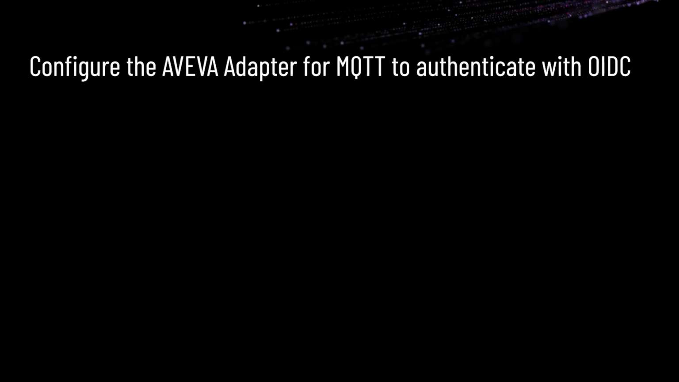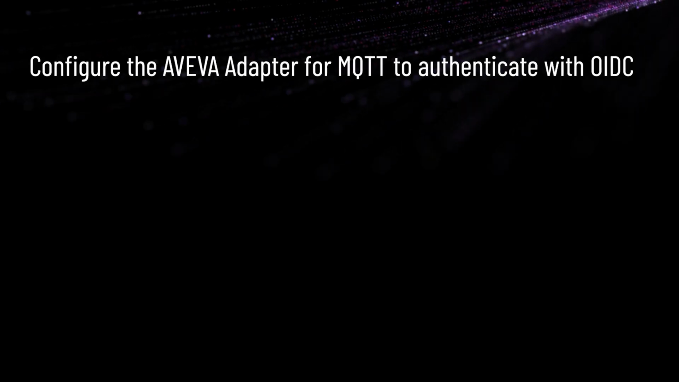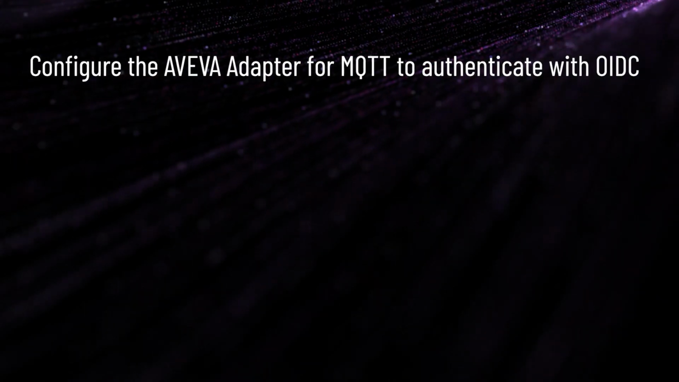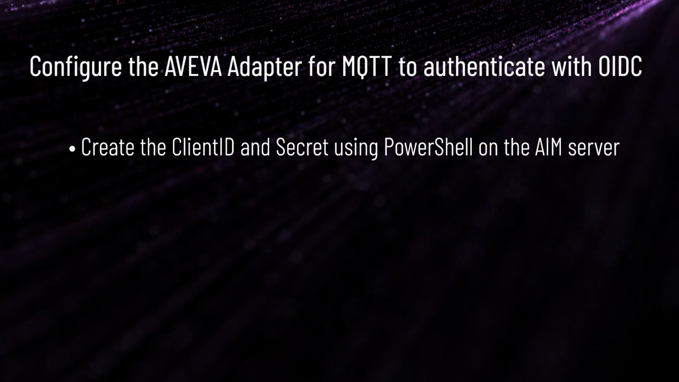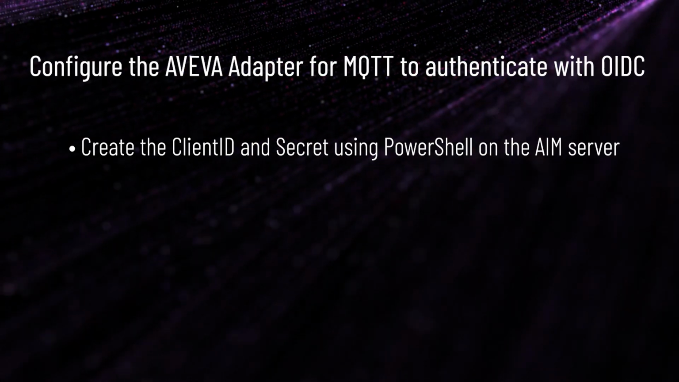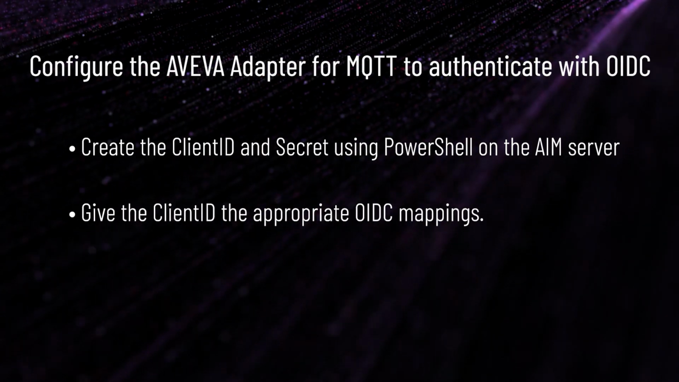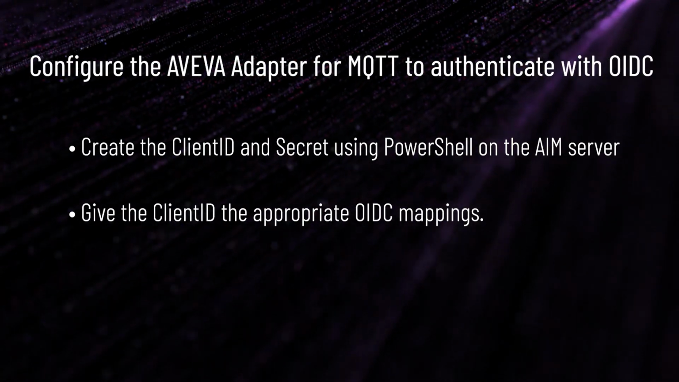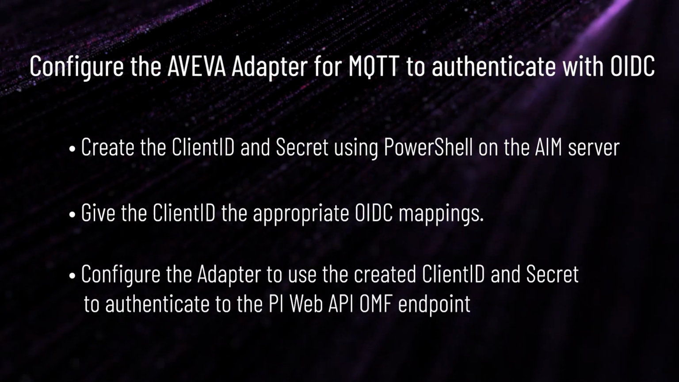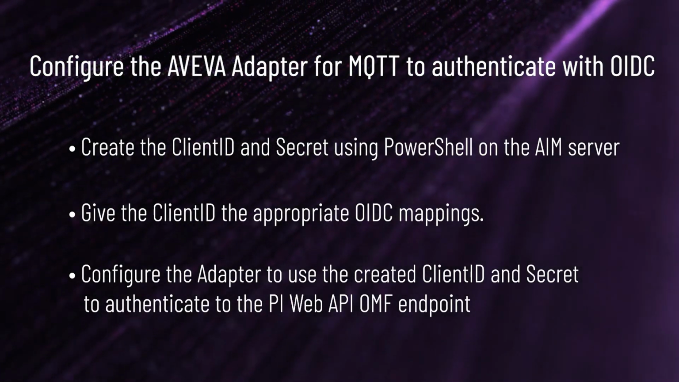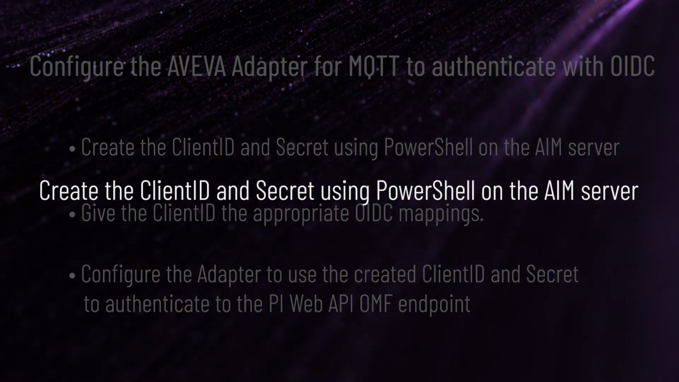Now that the Pi Web API is configured for OIDC authentication, we can configure the AVEVA Adapter for MQTT for OIDC authentication. The general procedure is as follows. Create the client ID and secret using PowerShell on the AVEVA Identity Manager server. Give the client ID the appropriate OIDC mappings. And lastly, configure the adapter to use the created client ID and secret to authenticate to the Pi Web API OMF endpoint.